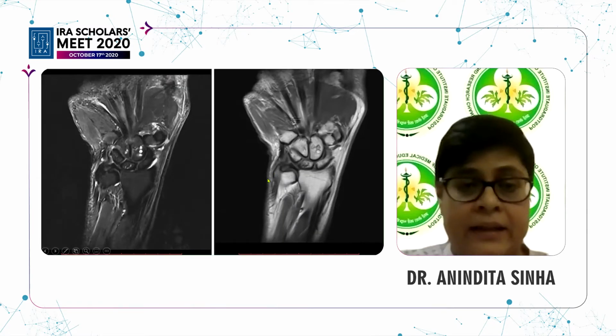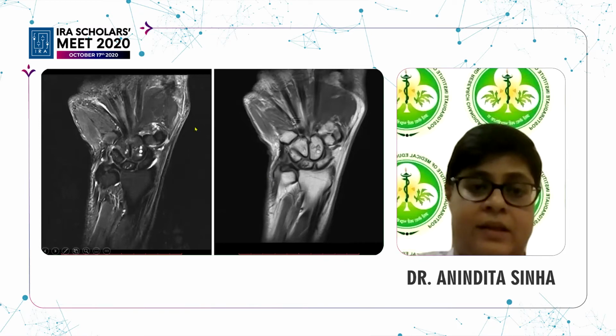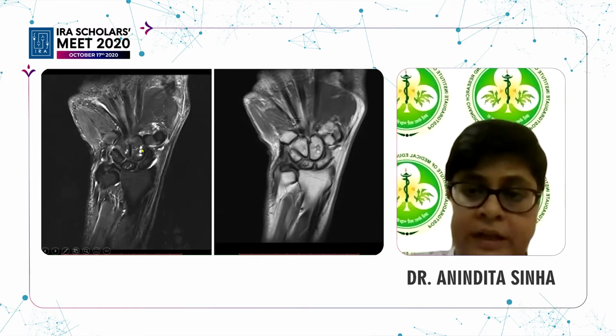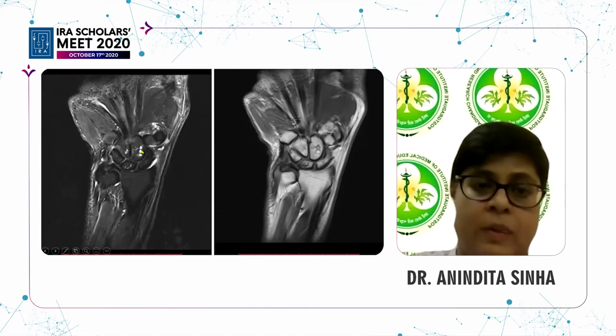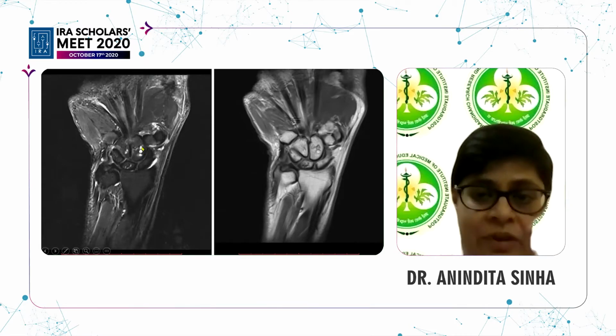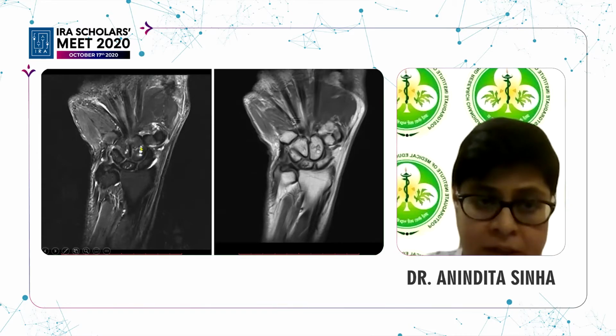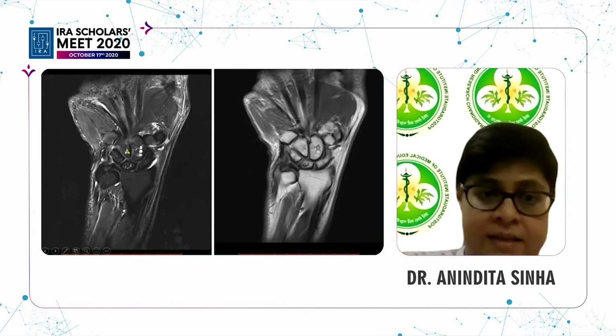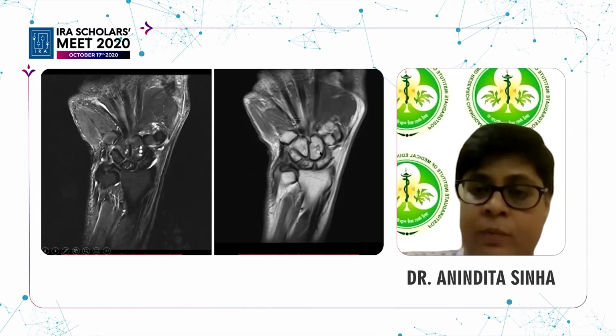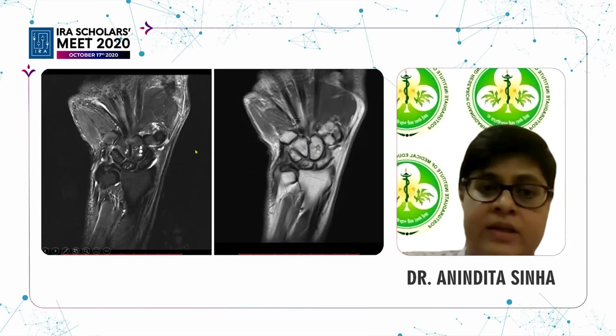Now, again, another mimicker, as we said that not all things should be interpreted as erosions. Here you see some cysts within the capitate, as well as some within the hamate. This is the distal row of carpal bones. This is the capitate. This is the hamate over here. And you can see they are non-marginal, they are central, they are bright, and they are well corticated.